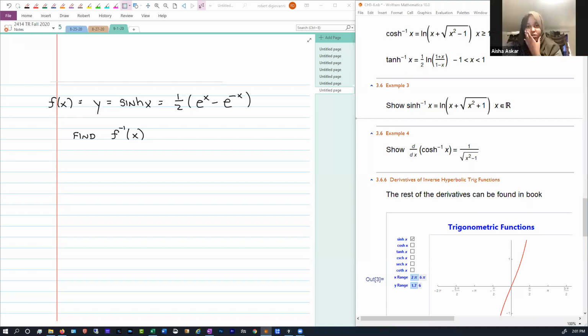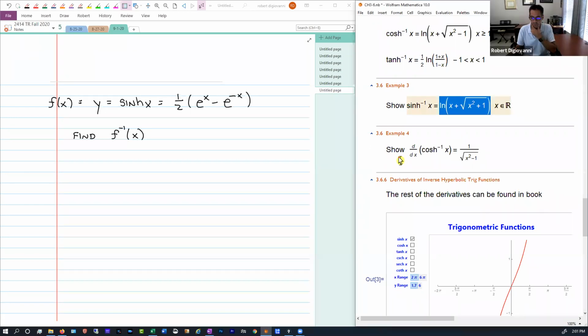Sure. Yes. You said the answer has to be what? The answer is this right here. Okay, got it. Natural log of x plus the square root of x squared plus 1.